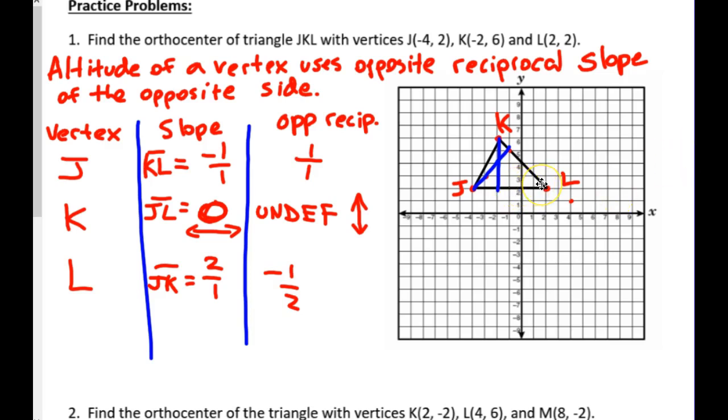So that's what we're going to do. From L, we're going to go up 1 and then left 2. Put the point right there. Up 1, left 2 again, put the point right there where I wanted it, where it intersects. Okay, and then you can draw your altitude line. I'm going to put a green dot on that orthocenter right there. What are the coordinates of that orthocenter?